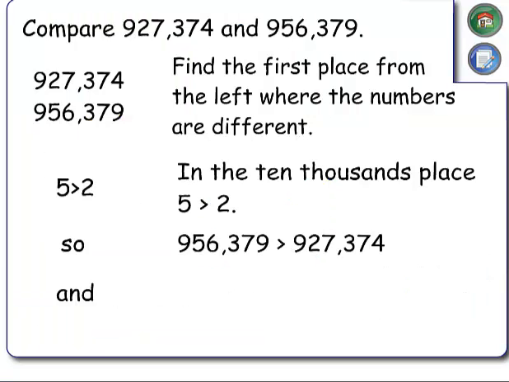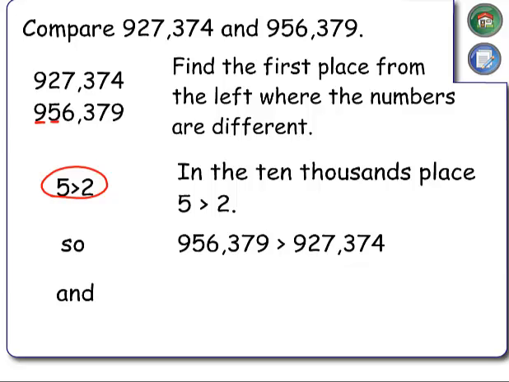Here's another example. Comparing 927,374 and 956,379. First thing is I put them on top of each other, and then I start all the way to the left. Here I see the 9s are the same, so I ignore them and I go to the next place value. Here I have a 5 and a 2. Well, 5 is larger than a 2, so in the 10,000s place, we know that 5 is larger than 2.